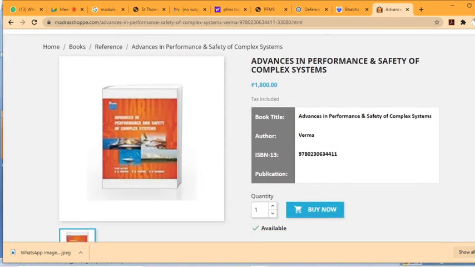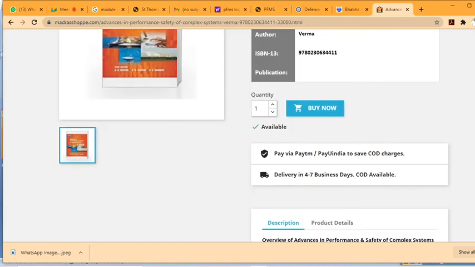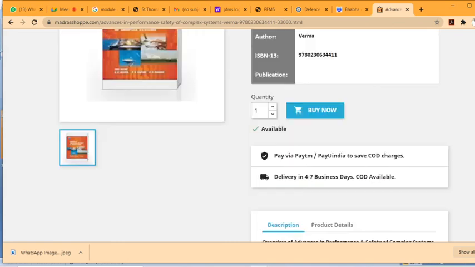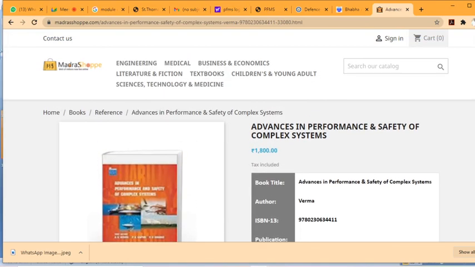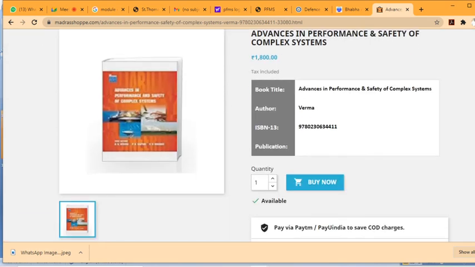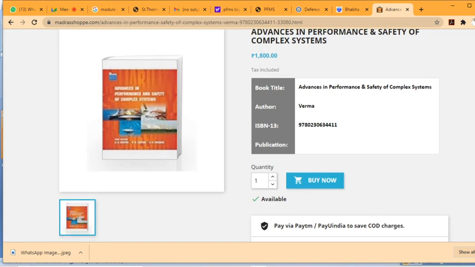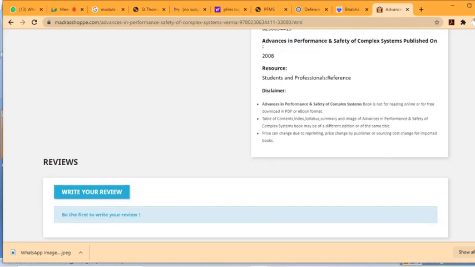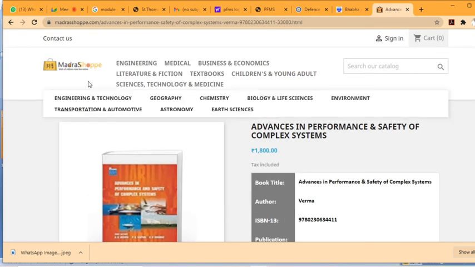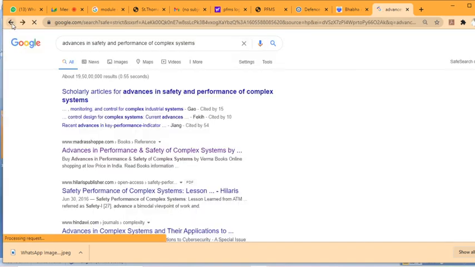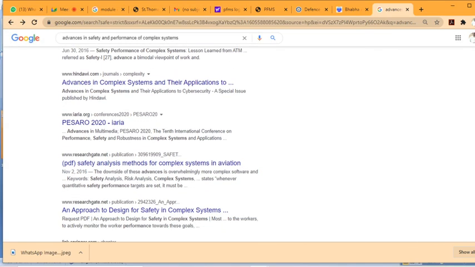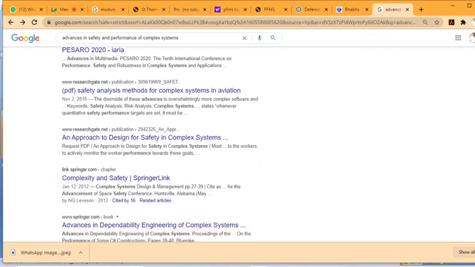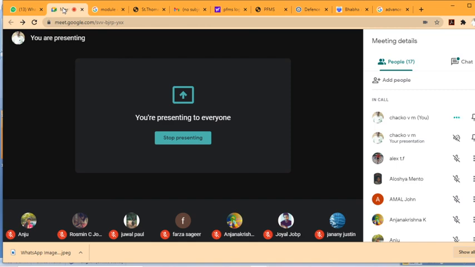You can see a book, Advances in Performance and Safety of Complex Systems. In this book, one of the chapters is from my research thesis. This book contains the papers presented at the International Conference on Quality, Safety and Reliability during 2008 at Bhabha Atomic Research Centre. At that time they accepted our paper for presentation, and it was published in this book. I spent 3 days there at BARC with this reliability conference.